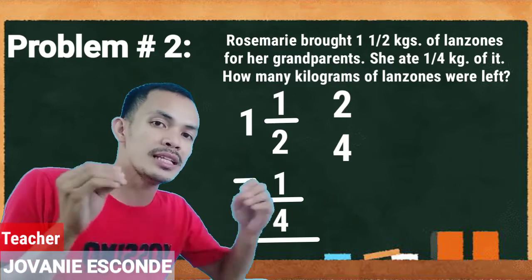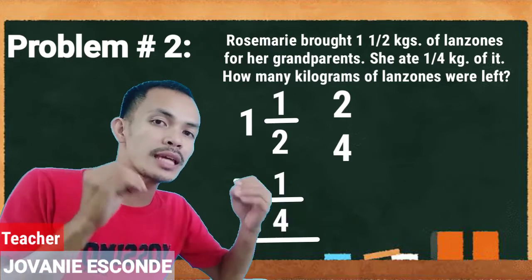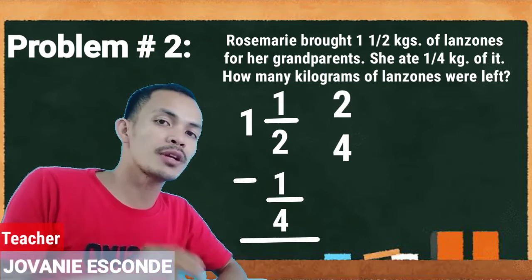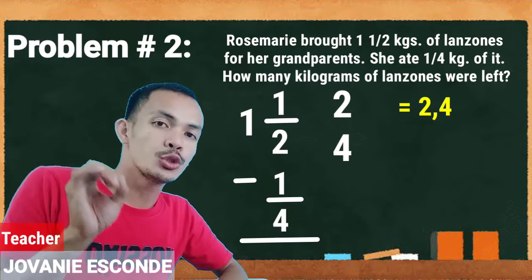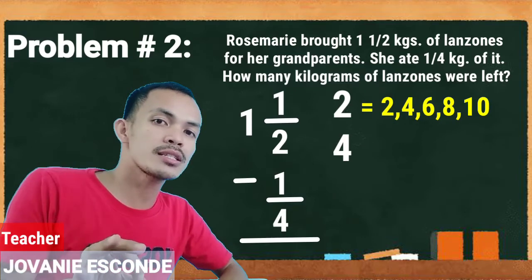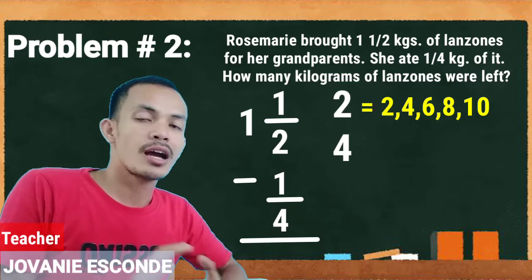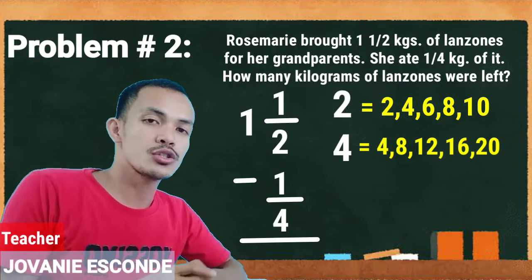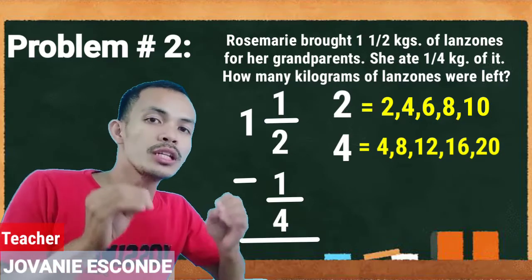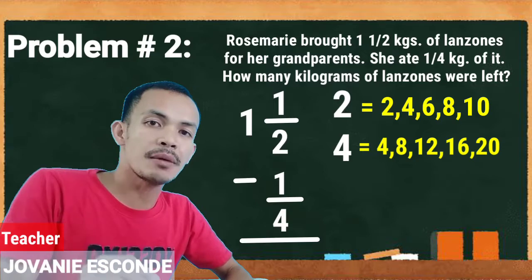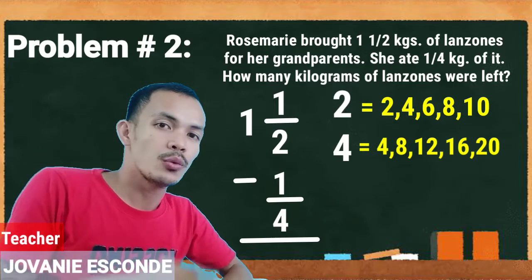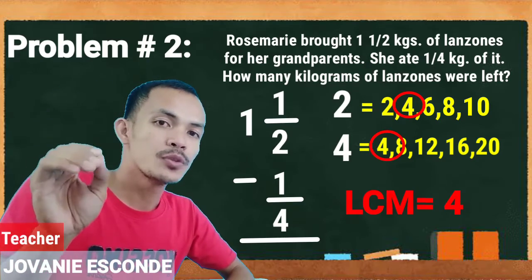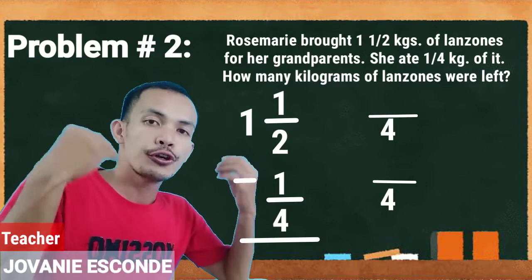We have the listing method. In order to get the LCM, we use the listing method. Let's start from number 2. We have 2, 4, 6, 8, and 10. How about 4? We have 4, 8, 12, 16, and so on. So in this case, I think we already found the LCM of 2 and 4. What is the LCM? The LCM is 4. So our LCD here is 4.